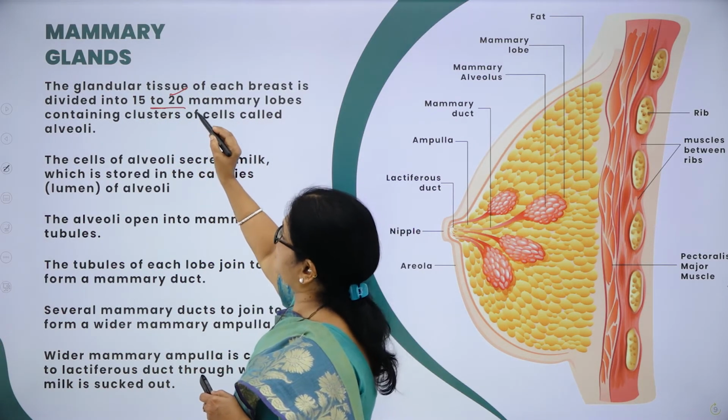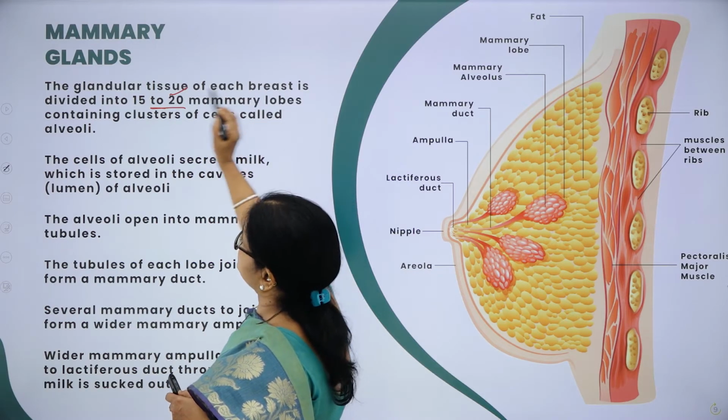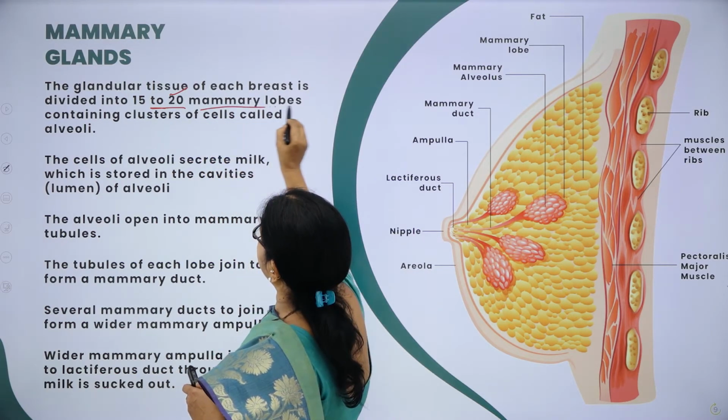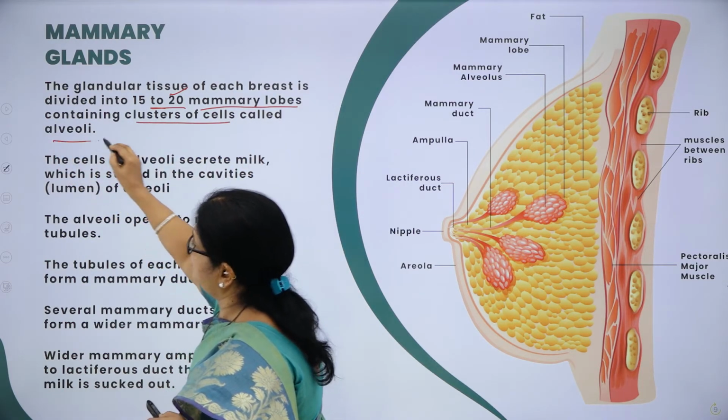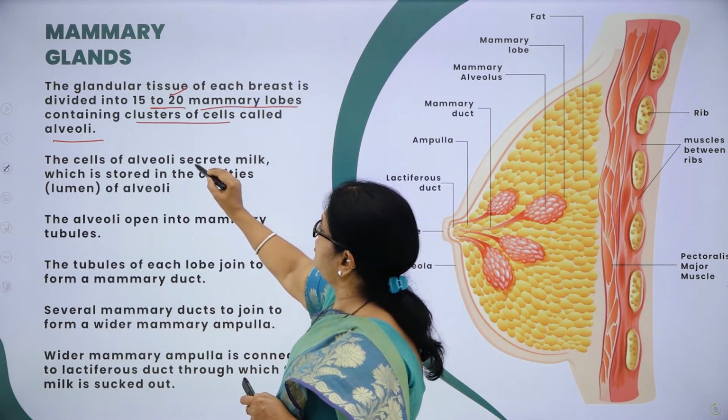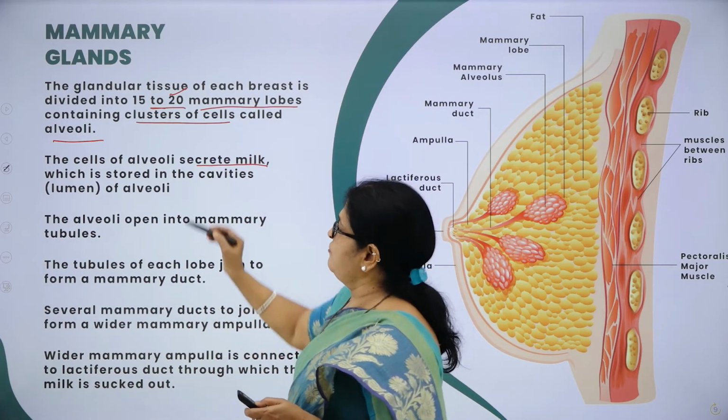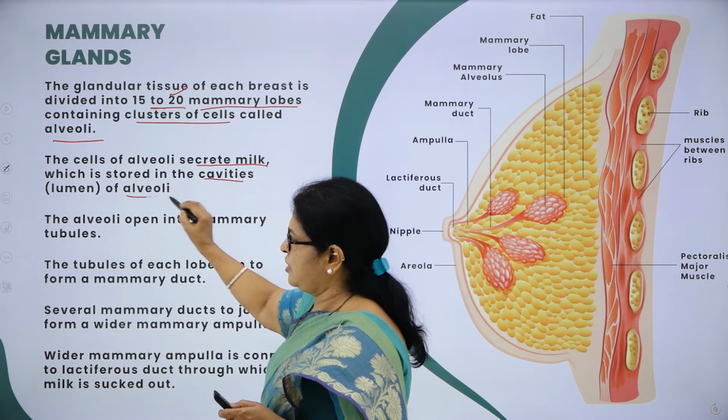A pair of mammary glands are present, and each breast is divided into 15 to 20 mammary lobes containing what? Clusters of cells called what? Alveoli. And the cells of alveoli secrete what? Milk, which is stored in the cavity of the alveoli.